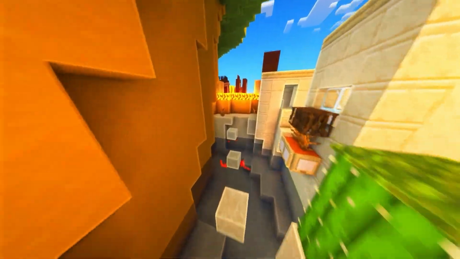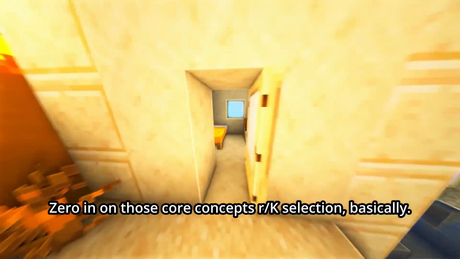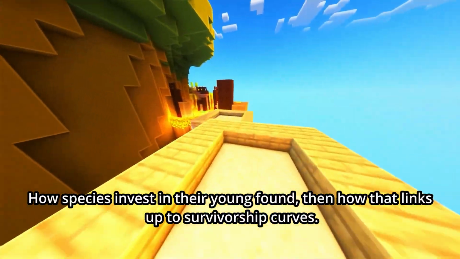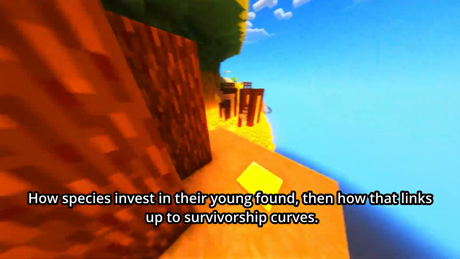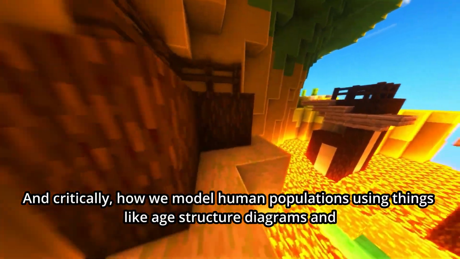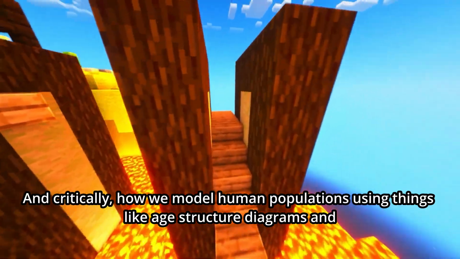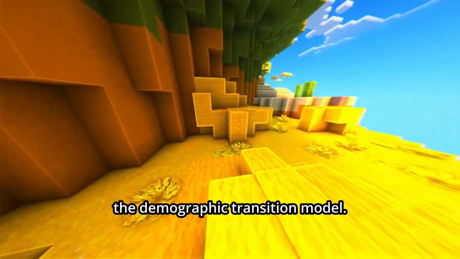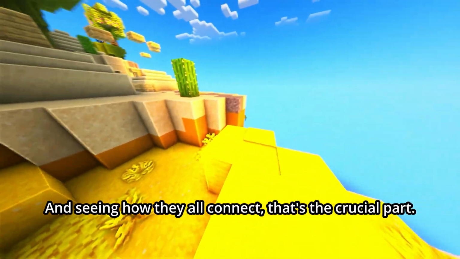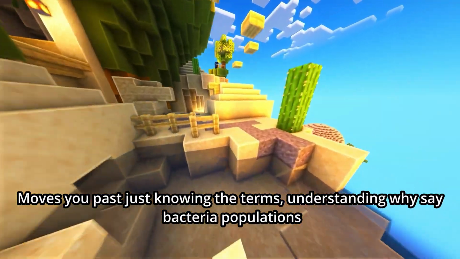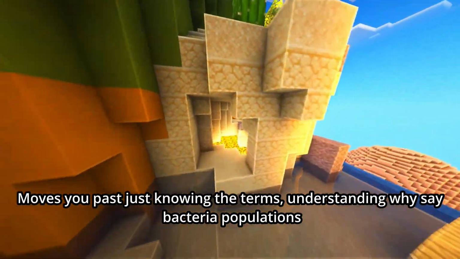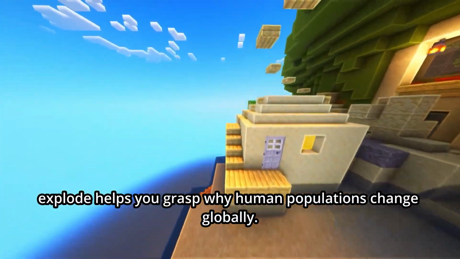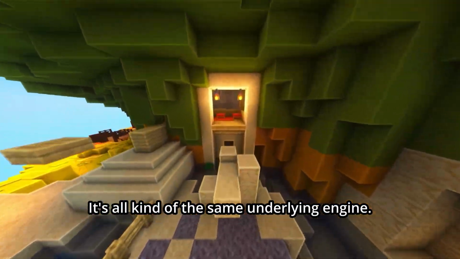Our plan: zero in on those core concepts, R versus K selection, basically, how species invest in their young, then how that links up to survivorship curves, and critically, how we model human populations using things like age structure diagrams and the demographic transition model. Exactly. And seeing how they all connect, that's the crucial part. It moves you past just knowing the terms, understanding why, say, bacteria populations explode, helps you grasp why human populations change globally. It's all kind of the same underlying engine.